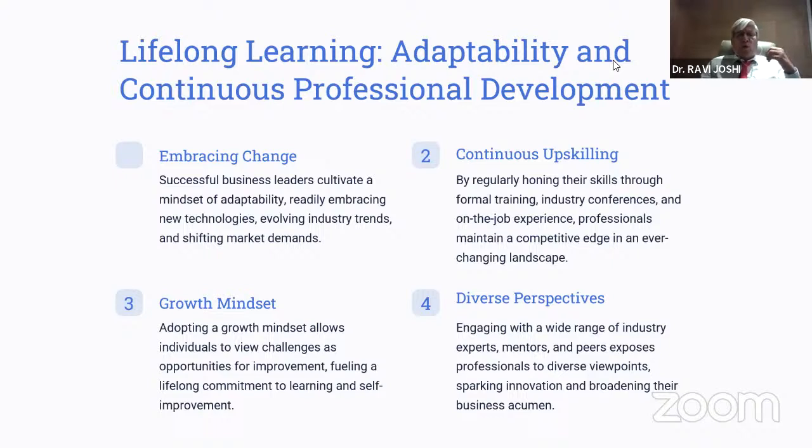And that is how we have to develop these aspects. Growth mindset we need to develop. The individual must be able to view the challenges and opportunities for improvement. If we say that nothing is possible, no, the word "nothing is possible" is gone now. Everything is possible.